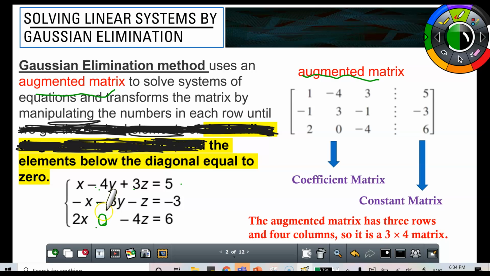Okay? It's 0Y, and 0 times Y is 0, and for 0 we don't need to write it down, but you need to have a 0 to hold the place. Okay? And then pick out the numbers and make an augmented matrix. So for the first equation, 1, -4, +3, on the other side 5. So we have the first row for the first equation. Okay? And the second equation, -1, -3, -1, -3 on the other side. Okay? Last equation, 2, 0, -4, 6.